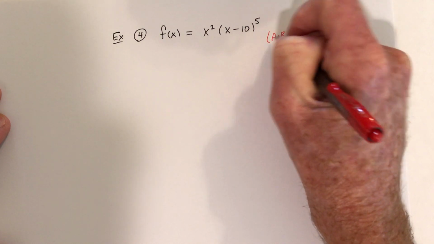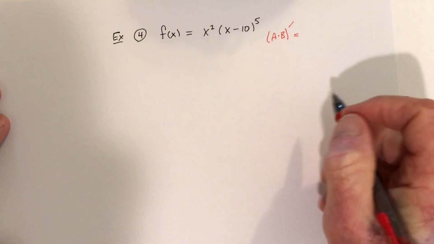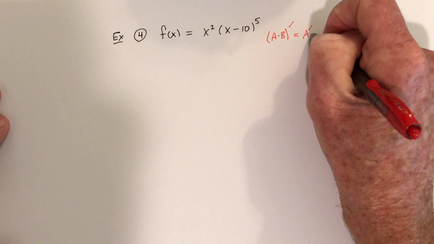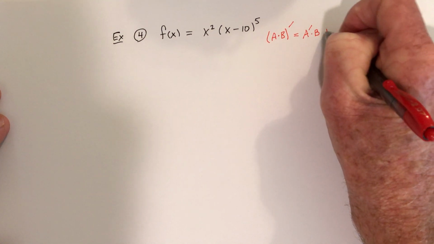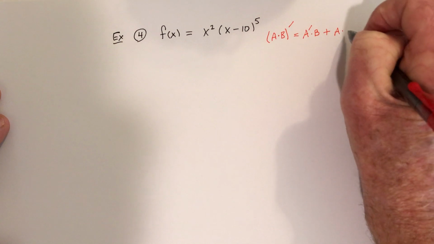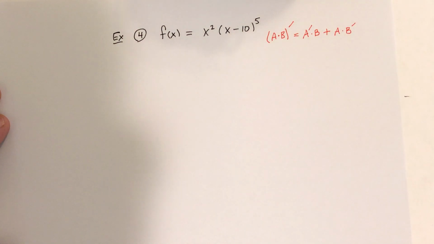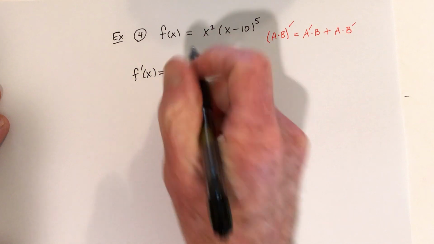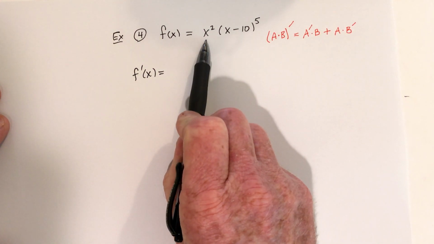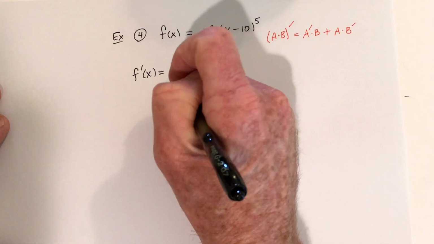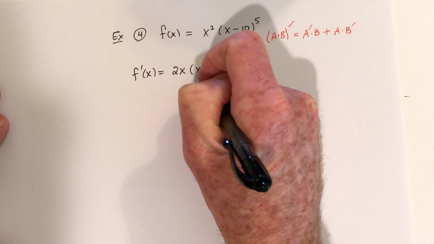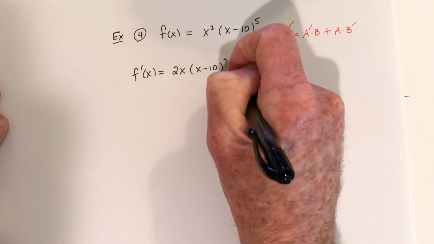And the product rule goes, if you're taking the derivative of a times b, then take the derivative of one of them at a time. So you take the derivative of a, and then just copy down the b, plus you just copy down the a, and then take the derivative of b. Now let's use the product rule on this one. So this one's going to say f prime equals, so take the derivative of the first one, and the derivative of x squared is going to be 2x. And then just copy this one down as it is, x minus 10 to the 5th.